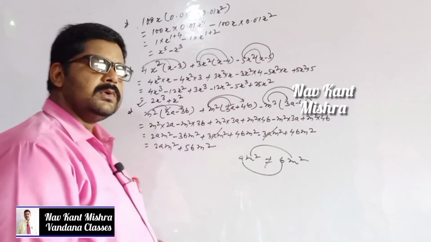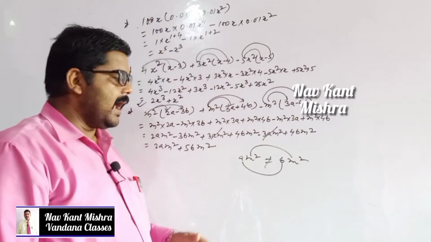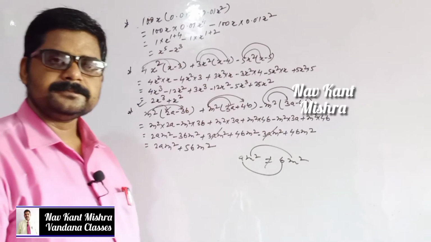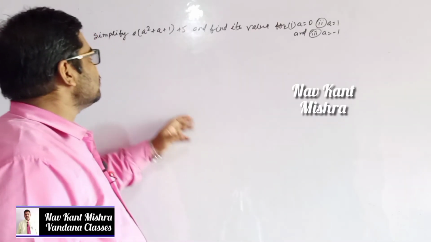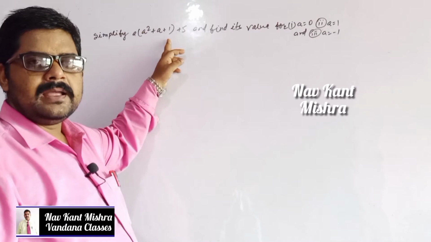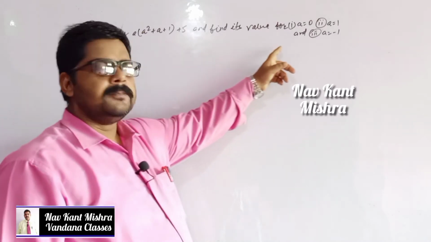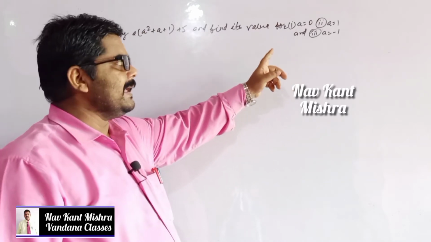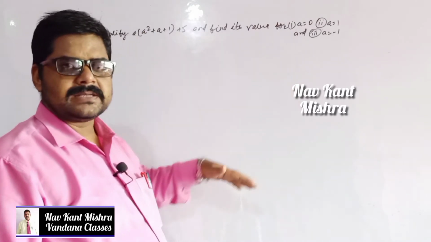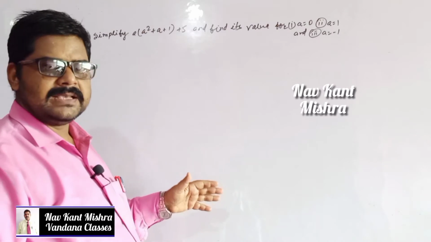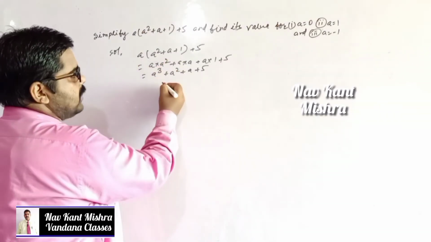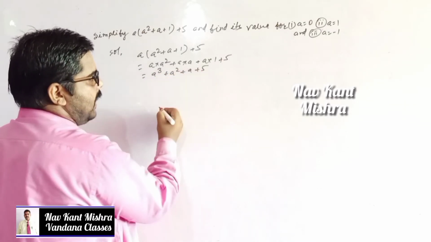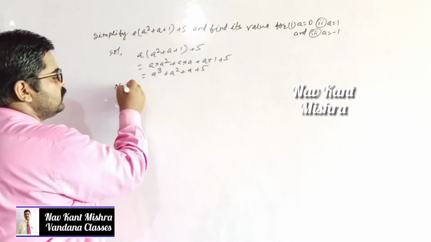So you have to do the calculation of the like terms, and after simplification you get this result. My dear student, in this question, at first you have to simplify, and after that you need to put the value a is equal to 0, a is equal to 1 and a is equal to minus 1 separately in 3 different cases. Let's check. After simplification, I get a cube plus a square plus a plus 5, and now you need to put the value.